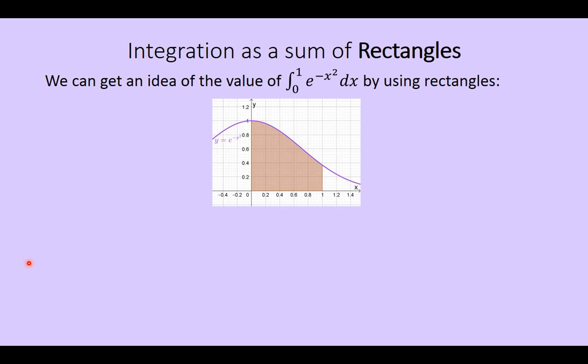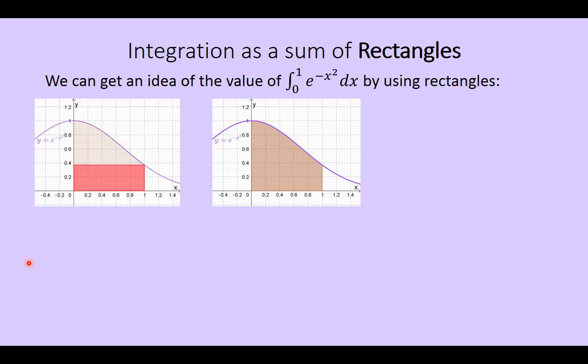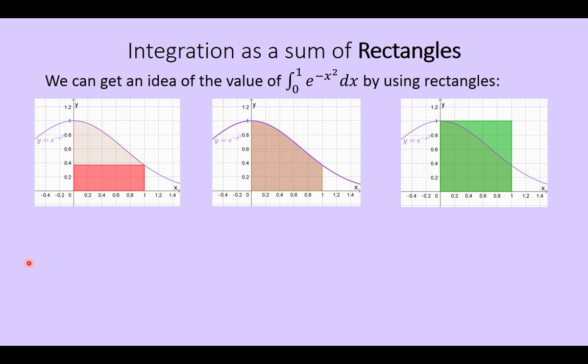Let's see how numerical integration works with rectangles. So we'll use our example of e to the minus x squared going from 0 to 1. We can see the graph of it here. We could get an underestimate of this using a rectangle or an overestimate using a rectangle. So there's our underestimate and there's our overestimate.